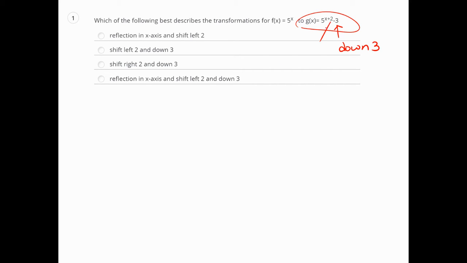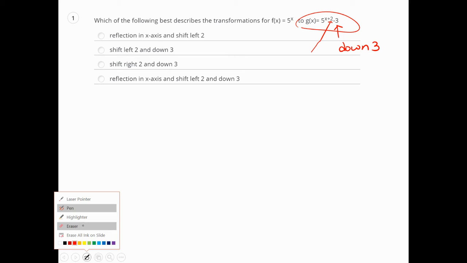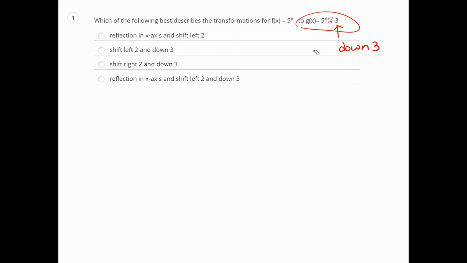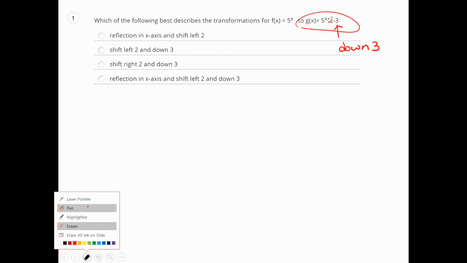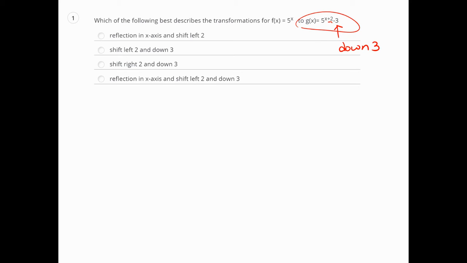And then the other number we have here is the +2. That's in with the x. That would be an h value. And remember, h does the opposite of what it looks like. So it says +2, but really that's going to be going left 2. And it's left because, again, it's an h value. So left 2. And then we would just look for left 2. There we go.